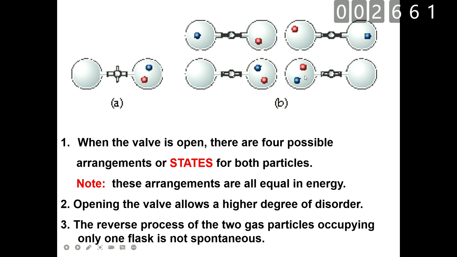So this means they have the same energy. Their probability, their possibility to occur is the same. So they are equal in energy. If one has higher energy, it means this one occurs more times. But for these 4 arrangements, they are the same. They are equal, right? With the same volume.